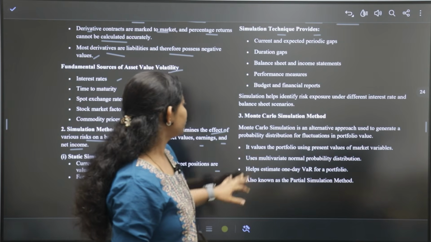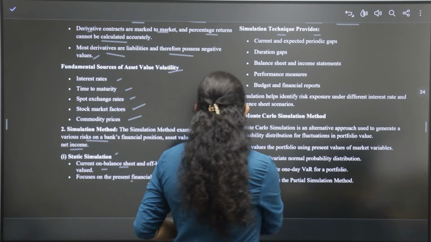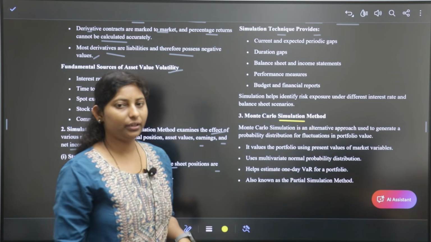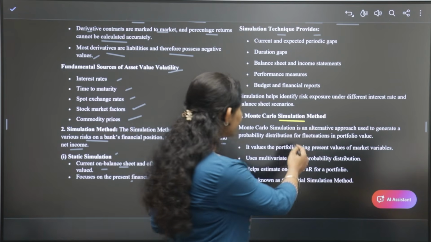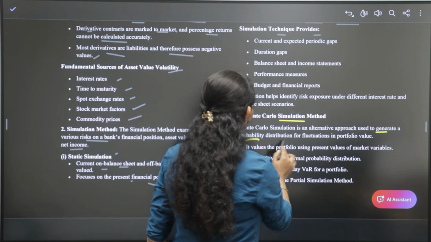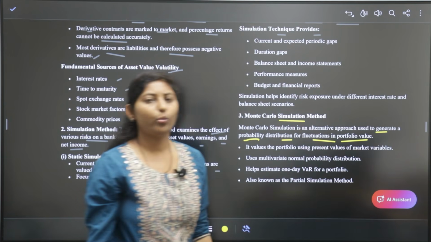The next method is the Monte Carlo simulation method. Monte Carlo is a simulation method that approaches to generate a probability distribution for fluctuations in portfolio value.